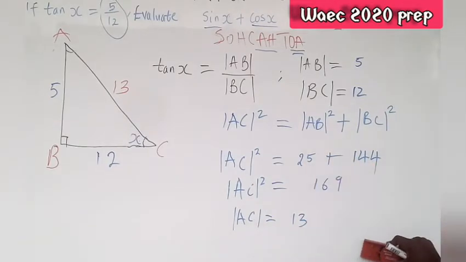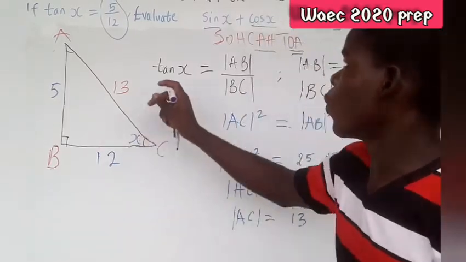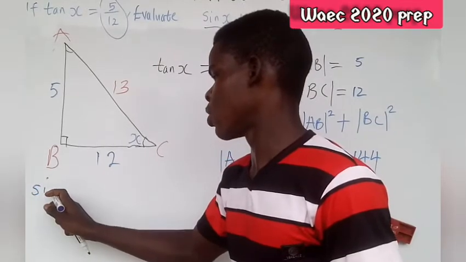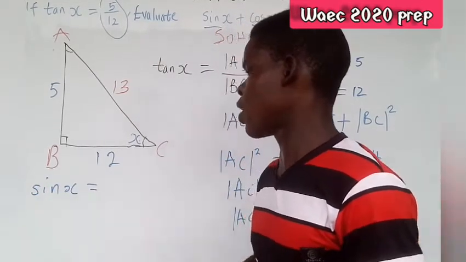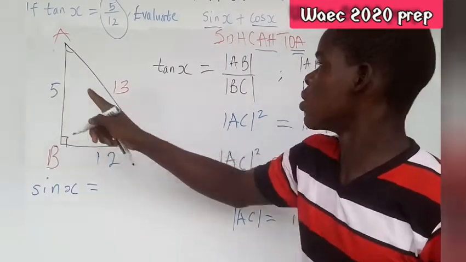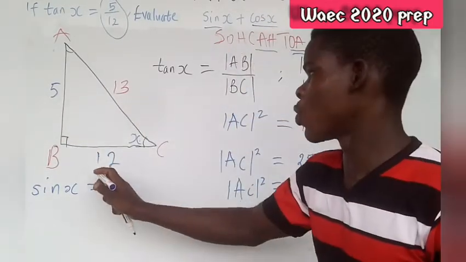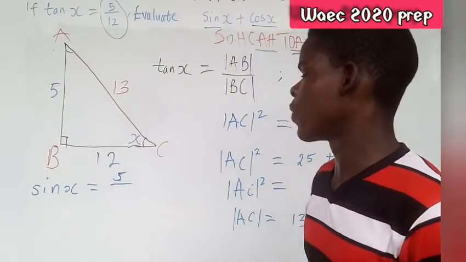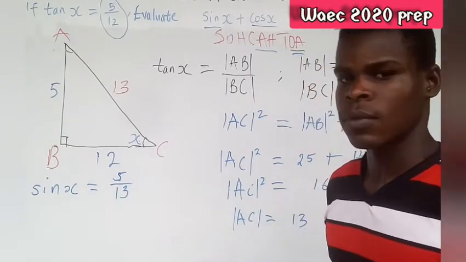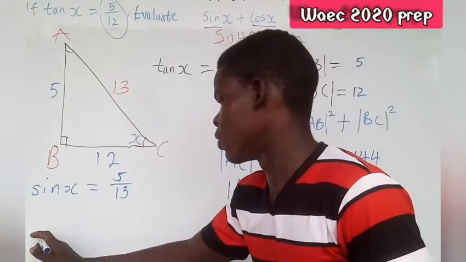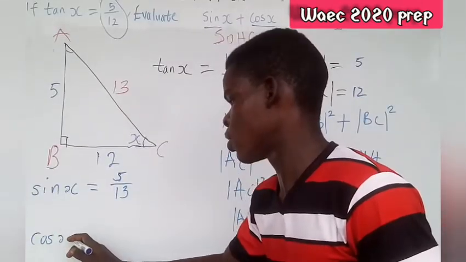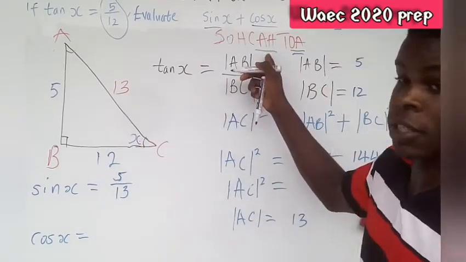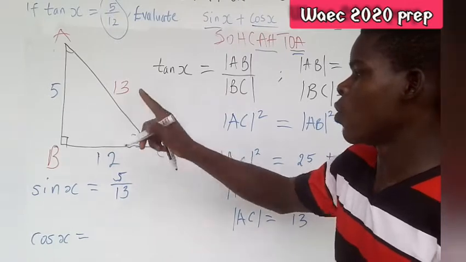Now we're going to move over to our question. The question says, solve for sine x plus cosine x. So first, sine x would be what? Sine x is equal to opposite over hypotenuse. Opposite is line AB, that is 5, over hypotenuse is line AC, that is 13. The next thing is cosine x. Cosine x is adjacent over hypotenuse. Adjacent here is 12 over the hypotenuse 13.